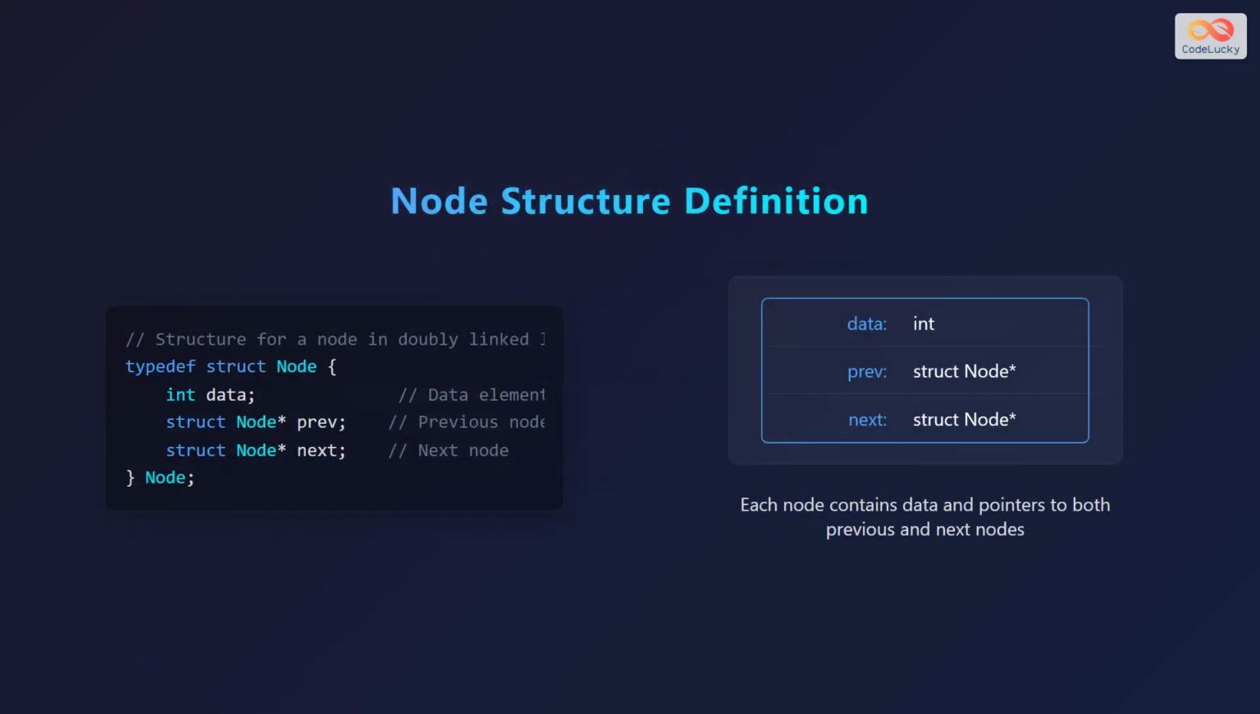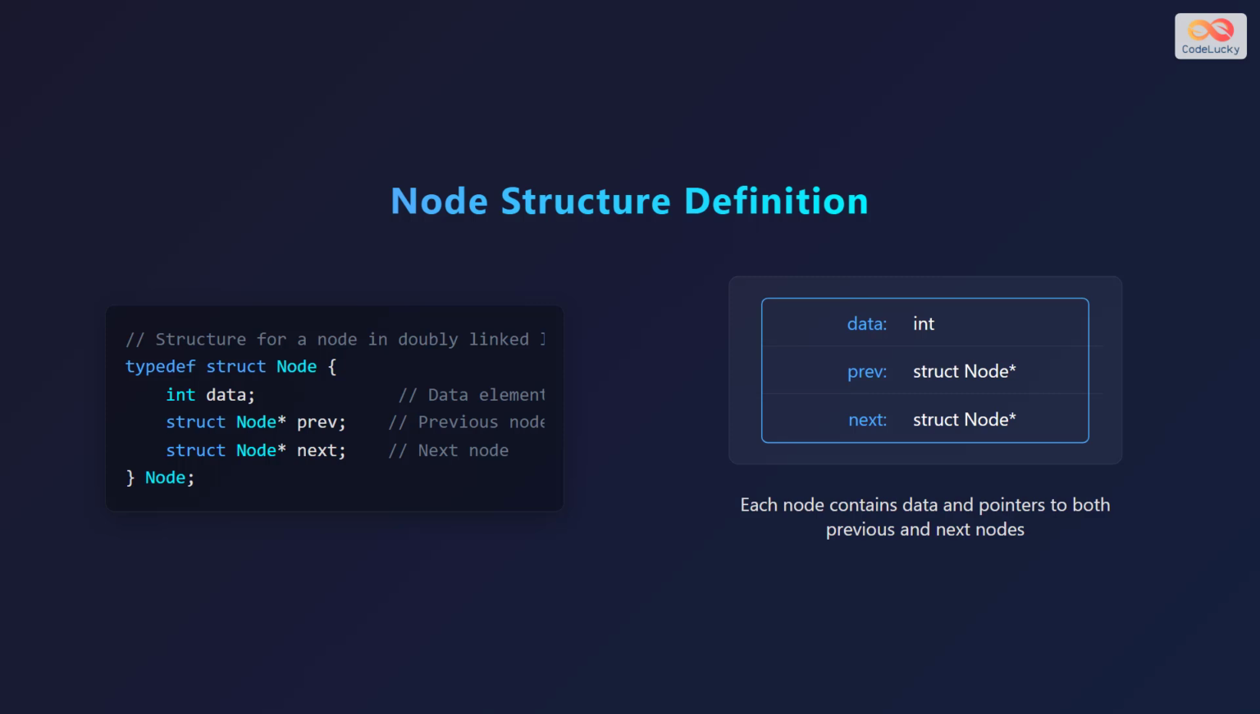At the heart of a doubly linked list is the node structure. Each node contains three key components. First, an integer variable called data, which stores the actual value of the node. Second, a pointer to the previous node in the list, named previous. Third, a pointer to the next node in the list called next.